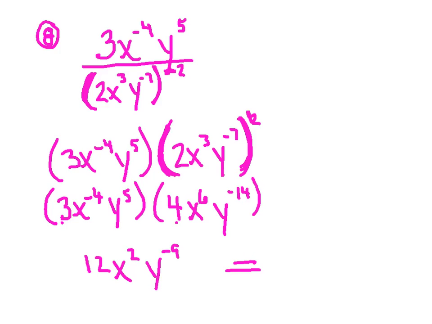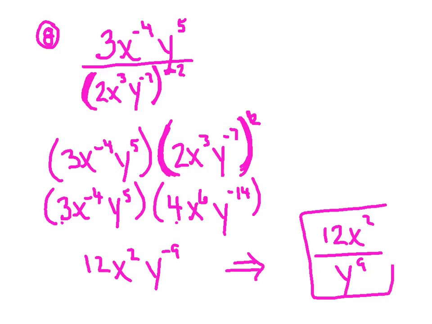My very last move over here is to leave the 12 and the x squared in the numerator, and to move the y down to the denominator so that the exponent can change signs. Here is our final answer.